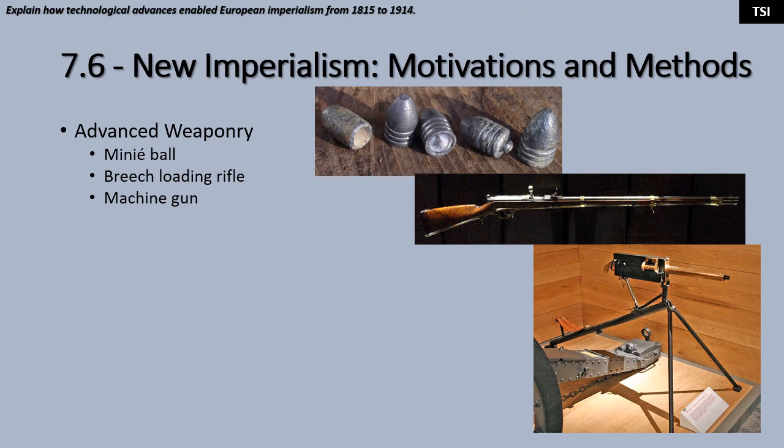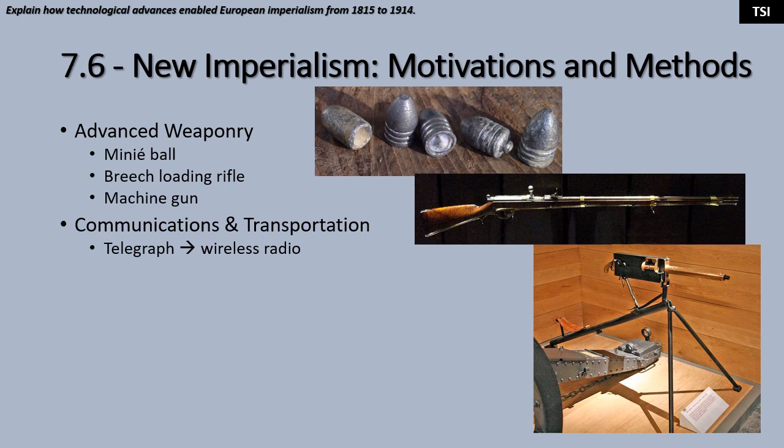A second big category of this is within communications and transportation. Some of this we've already seen back in Unit 6 with the development of the telegraph to the telephone to the wireless radio. But where this has an impact in imperialism is that wireless radio is going to allow you to have ship-to-shore communication on a consistent basis.